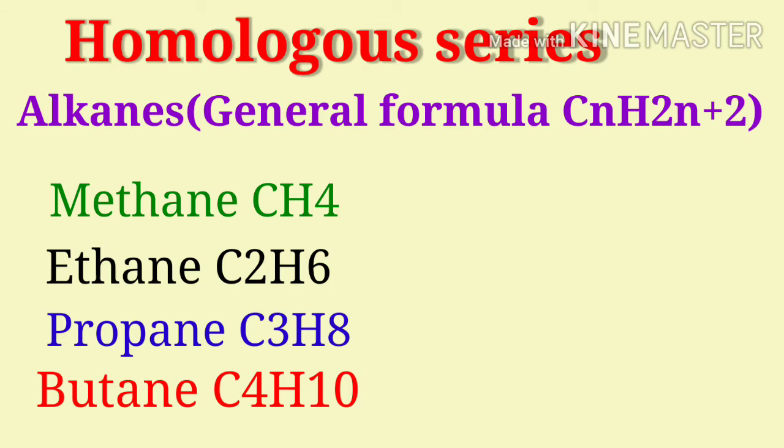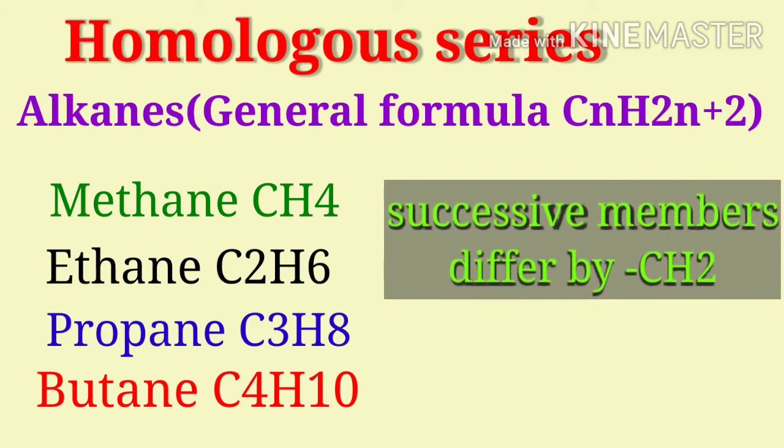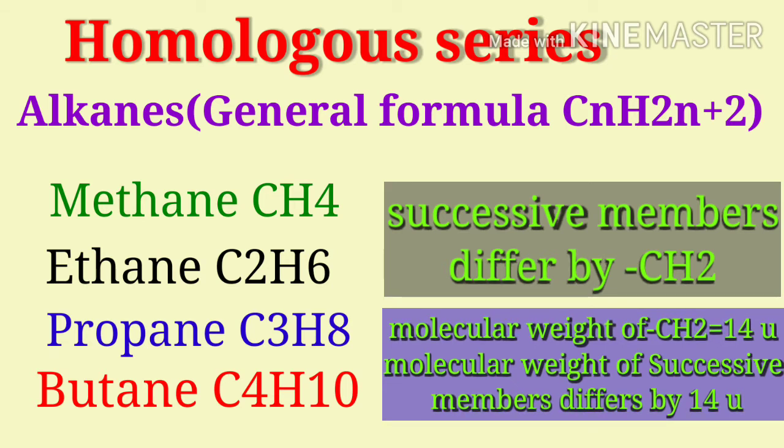If you observe carefully, you will notice ethane has one carbon more and two hydrogen more than methane. Similarly, there is a difference of CH2 between ethane and propane. So we can say successive members differ by CH2. Since the molecular weight of CH2 is 14 units, molecular weight of successive members also differs by 14 units.